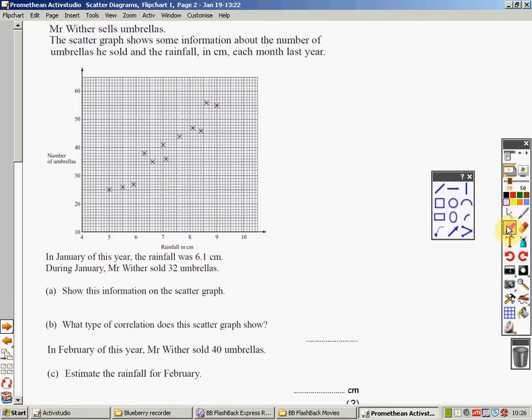Straight away again, scatter graph is in there. The scatter graph shows information I'm noticing here about the number of umbrellas sold in the rainfall, and it's in centimetres. That might be quite useful when I come to write an answer.